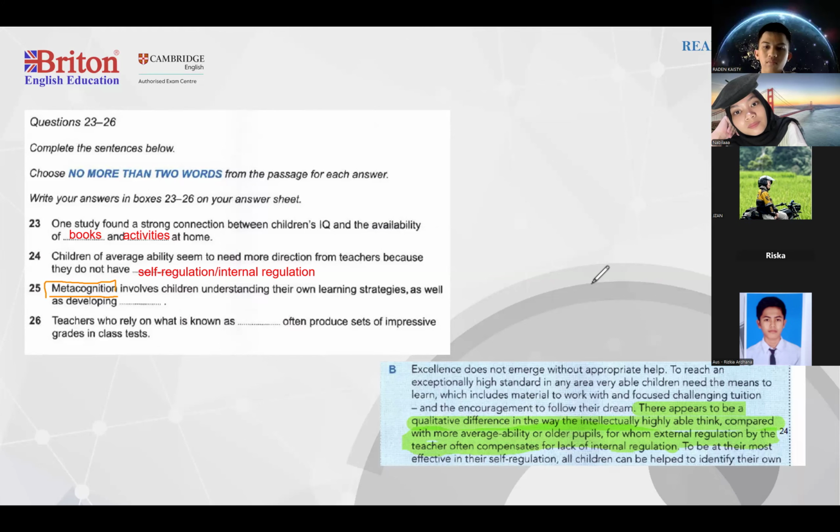Metakognisi itu melibatkan, involve children means melibatkan kepemahaman anak-anak mengenai strategi learning mereka masing-masing. Begitu juga dengan perkembangan. So we need to look for something developing, yeah, along with learning strategies. So let's first find the location. Where do you find metacognition, guys?